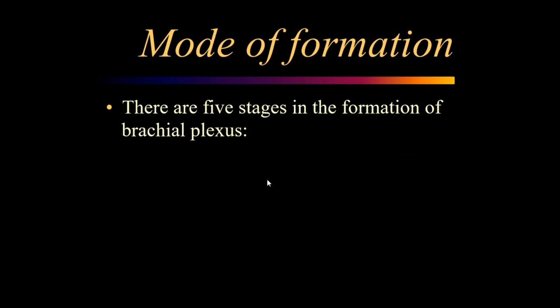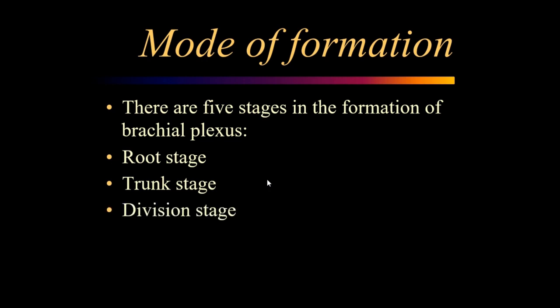Now we will see in detail the mode of formation of the brachial plexus. There are 5 stages in the formation of the brachial plexus: root stage, trunk stage, division stage, cord stage, and branch stage. So now we will see these 5 stages.